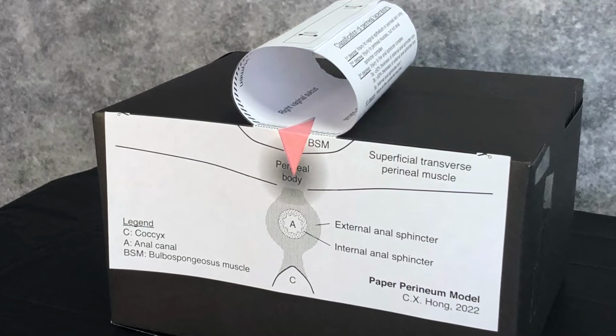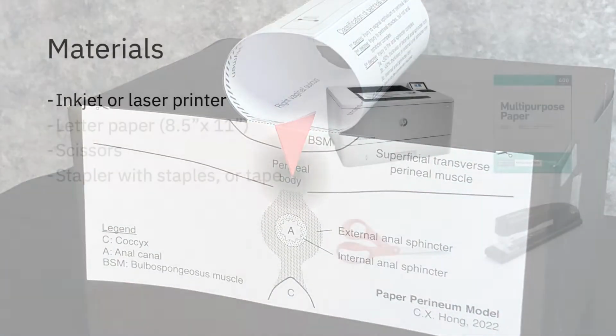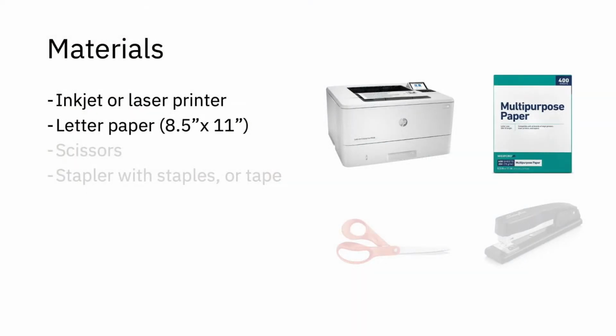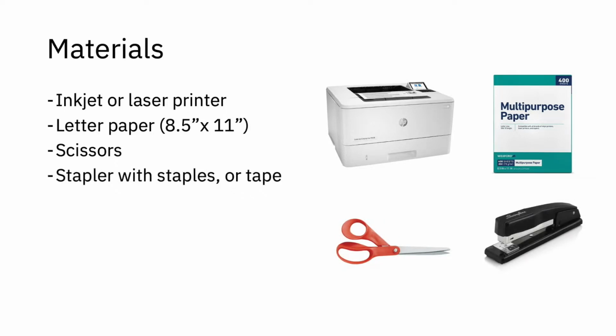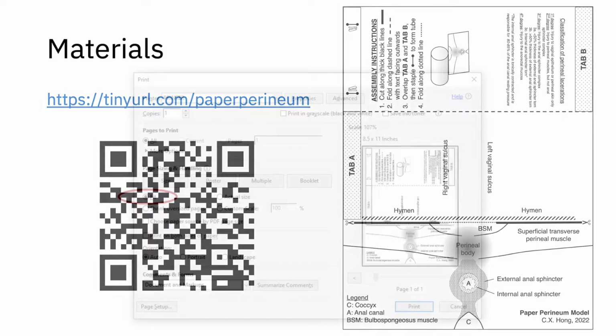The paper perineum model requires minimal materials for construction. These materials are an inkjet or laser printer, letter paper, scissors, and a stapler with staples, or tape. The paper perineum model template can be accessed at this link, which is also listed in the video description, or by scanning the QR code in the bottom left of this video.